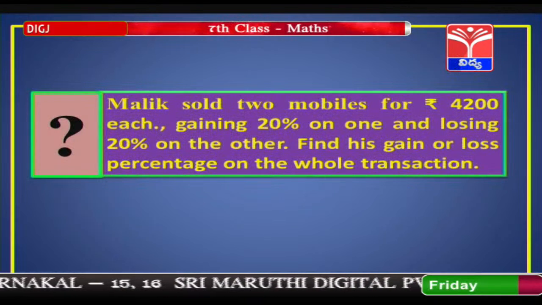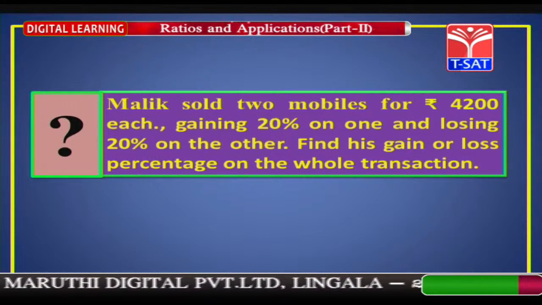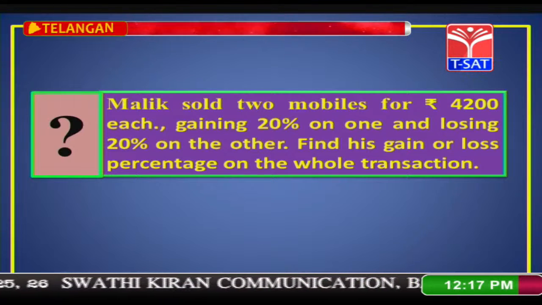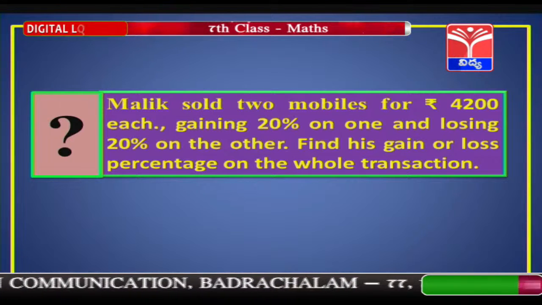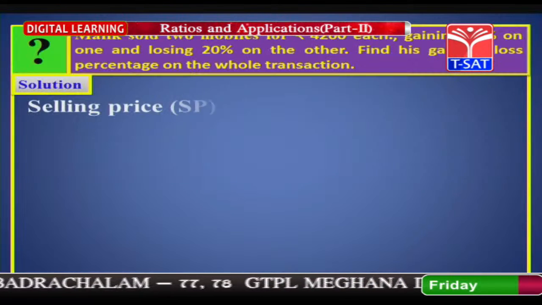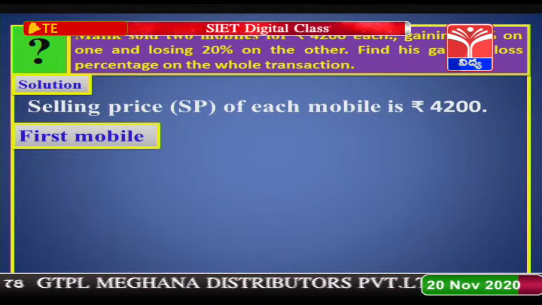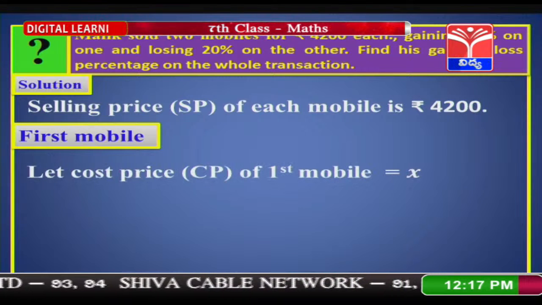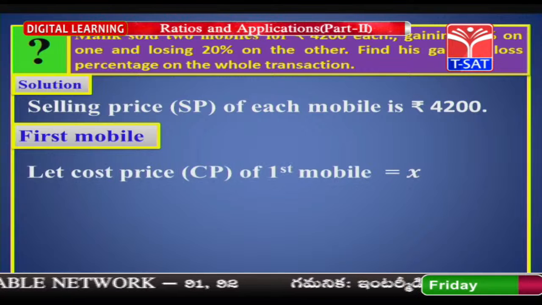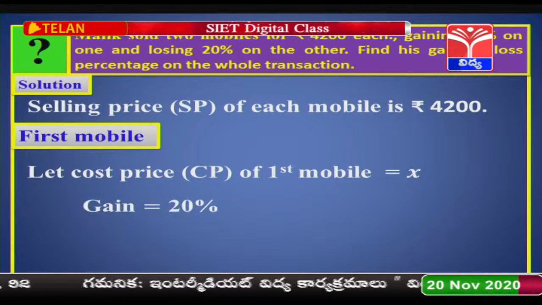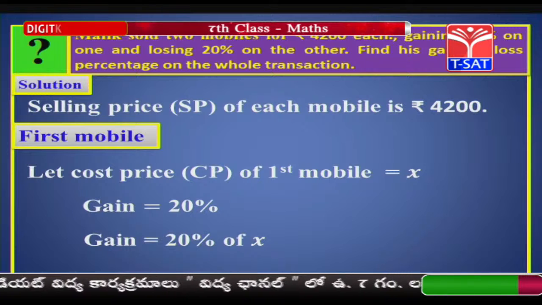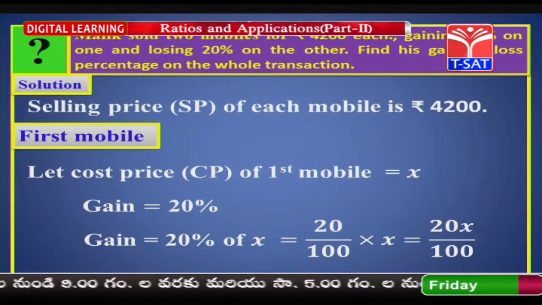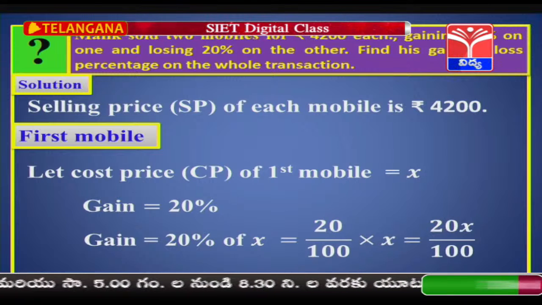Malik sold 2 mobiles for 4,200 rupees each, gaining 20% on one and losing 20% on the other. Find his gain or loss percentage on the whole transaction. Let us start with the solution. So, what is the selling price of each mobile, children? 4,200. Let us take the case of the first mobile. So, cost price we do not know, so we are assuming it as x and gain is given as 20%. So, gain is 20% of the cost price x, which is 20 by 100 into x. This is written as 20x by 100.